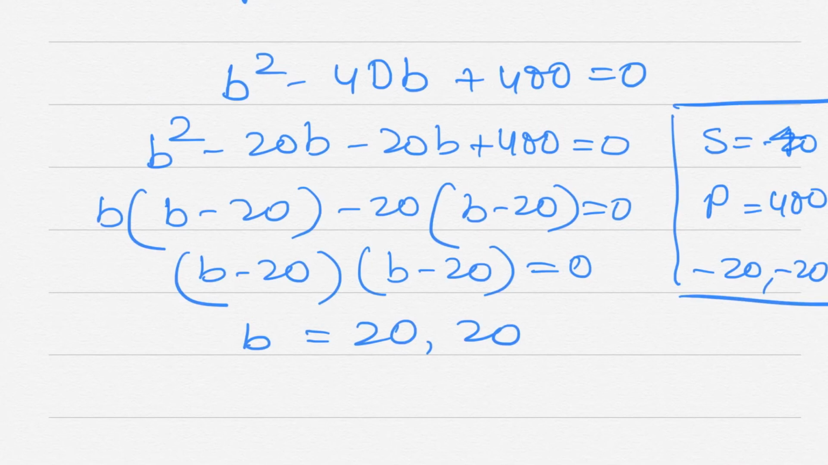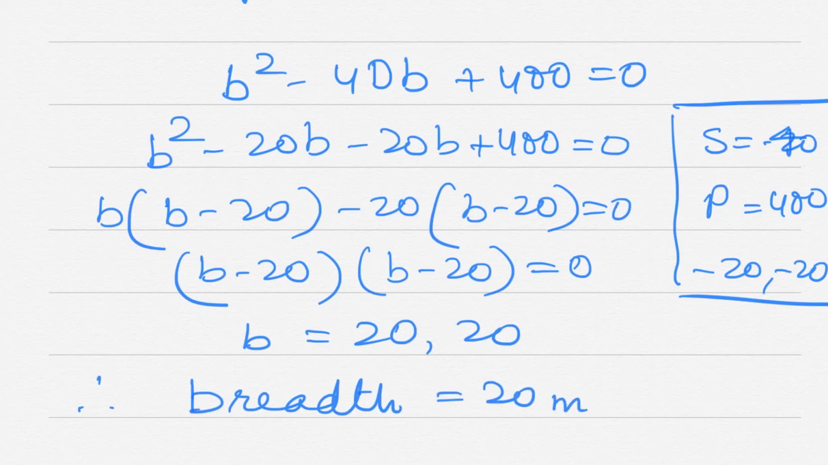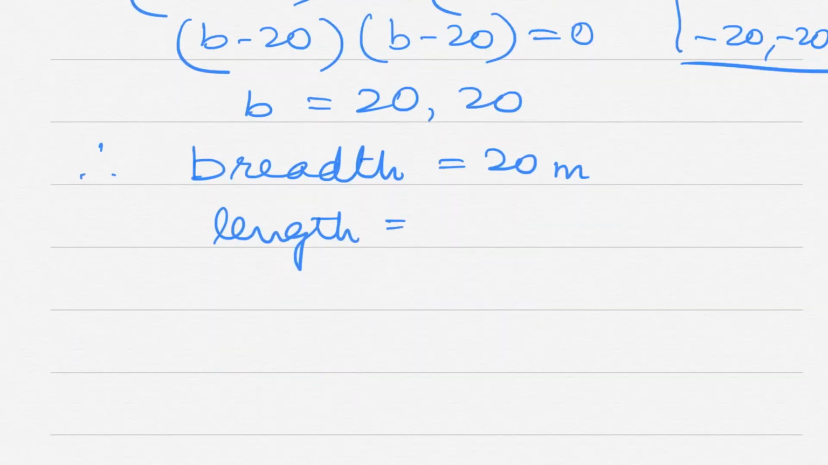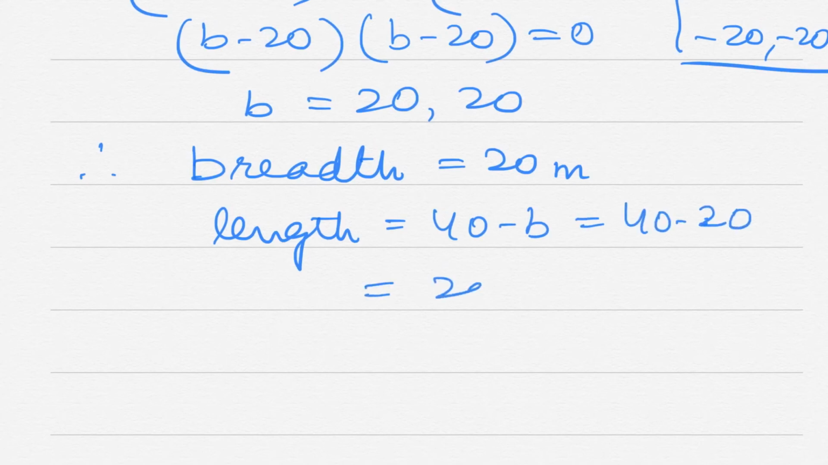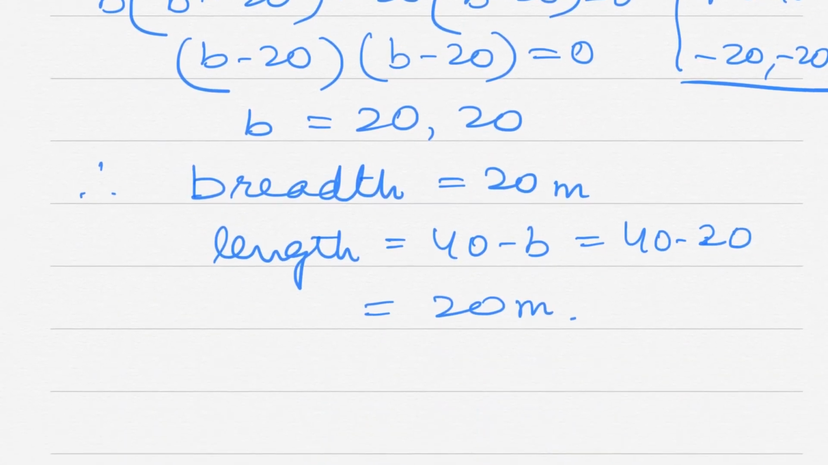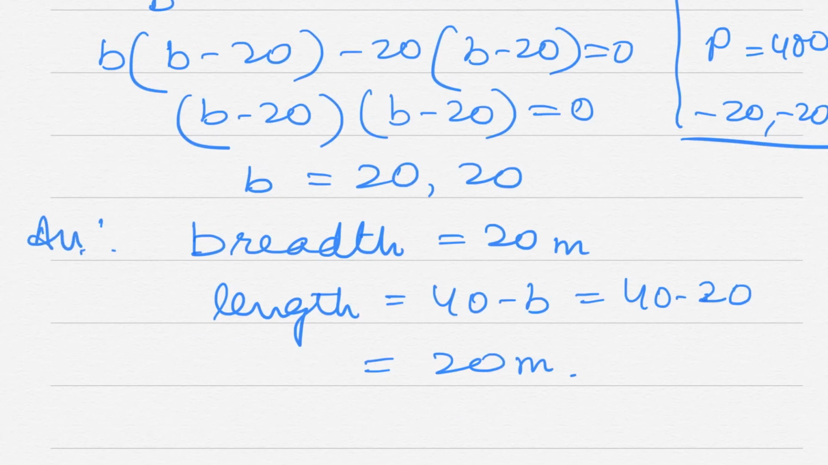Therefore my breadth is equal to 20 meter, and my length, which I took as 40 minus b, is 40 minus 20, so this is also equal to 20 meters. So this is my answer. Therefore breadth is equal to 20 meter and length is also equal to 20 meter.